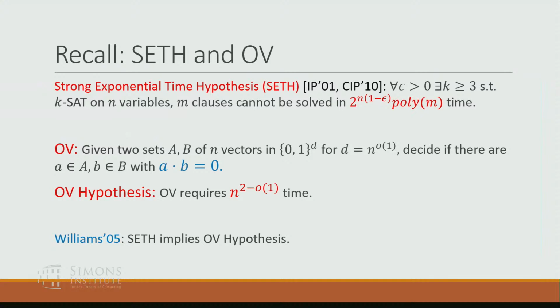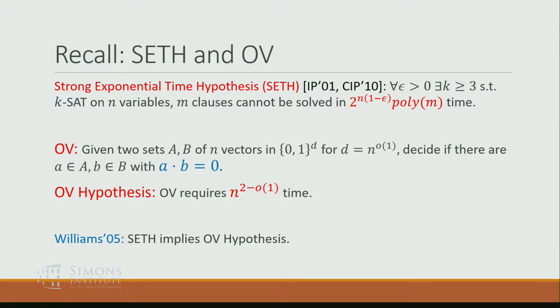Okay, so just a recap of what SETH and OV are. You've already seen it several times, but again, the strong exponential time hypothesis says that there's no 2 to the 1 minus epsilon n time algorithm that solves k-SAT for all k. And OV, today I'll define it as two sets of vectors, both of size n. Yesterday you saw it with one set, but this is an equivalent formulation. Now you have two sets of n vectors, binary over small dimension, d is n to the little o of 1. Decide if there's a vector in A and a vector in B whose inner product is 0. Since this is equivalent to the previous version, you have the same hypothesis. OV requires quadratic time, and Ryan's reduction that I presented still says the strong ETH implies this hypothesis.